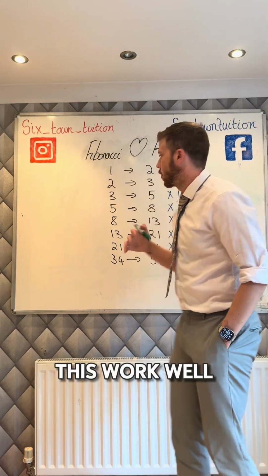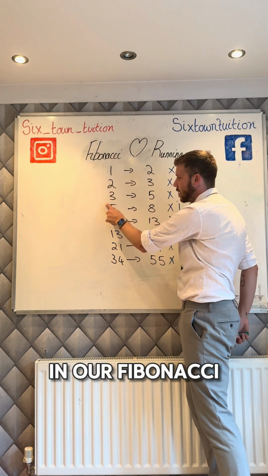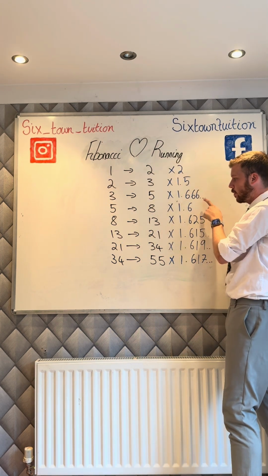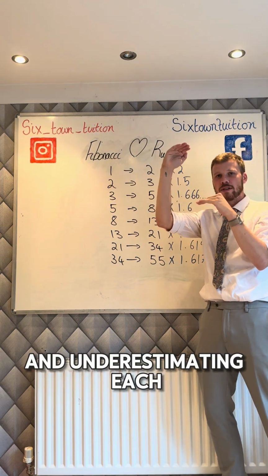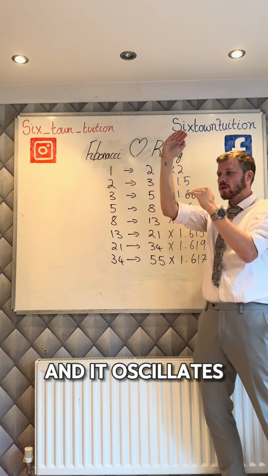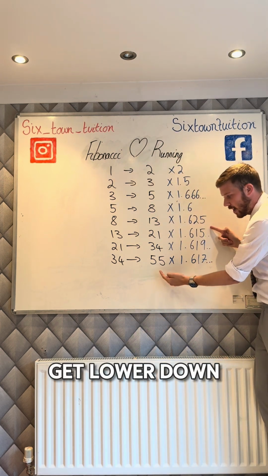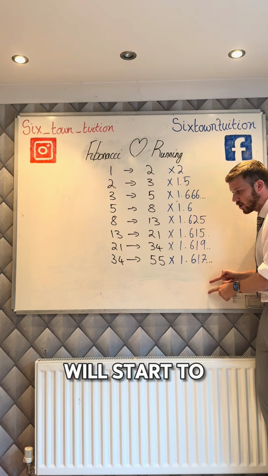So why does this work? Well, when we think about the scale factors between our terms in our Fibonacci sequence, it starts off by timesing 2, 1.5, 1.66 and so on and so forth. And what it does, it's overestimating and underestimating each point, and it oscillates until we close in on a value. As you can see, as we get lower down, and if we added on more terms, you'll see this even more pronounced, that the values would start to not change.